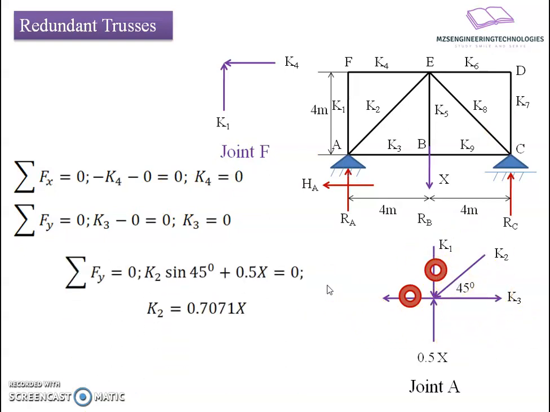Now if we apply static equilibrium equations to this free body diagram, we get summation of Fy equals 0: K2 sine of 45 going downwards, which should be a negative value, plus 0.5 times X equals 0, resulting in K2 equals 0.707 times X. Similarly, for the static equilibrium equation along the horizontal direction, we get minus K2 sine of 45 degrees, the component going towards the left-hand side, plus K3 equals 0, resulting in K3 equals 0.5 times X.